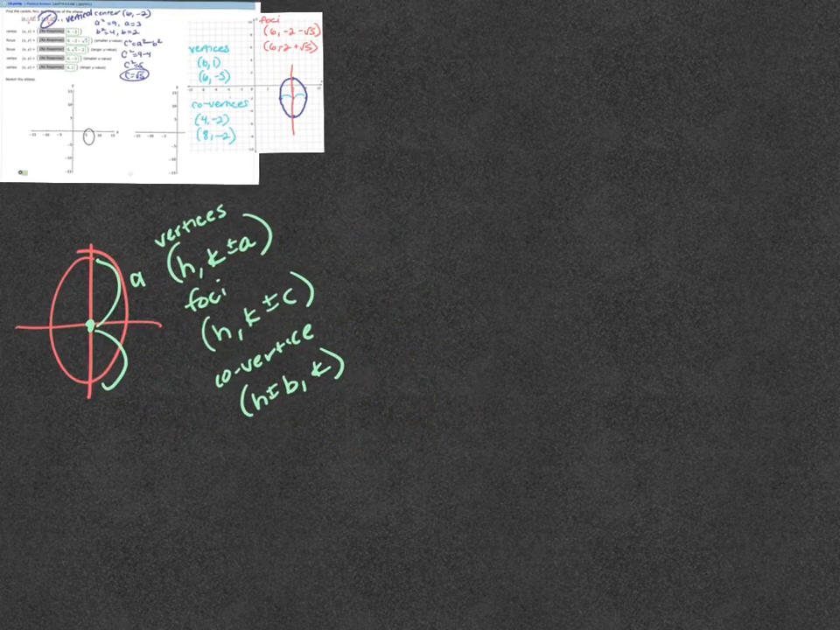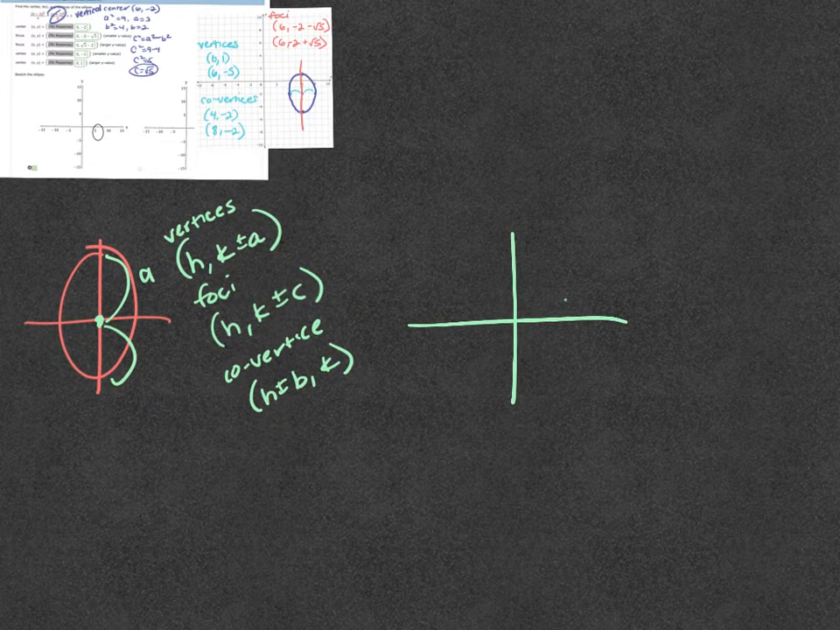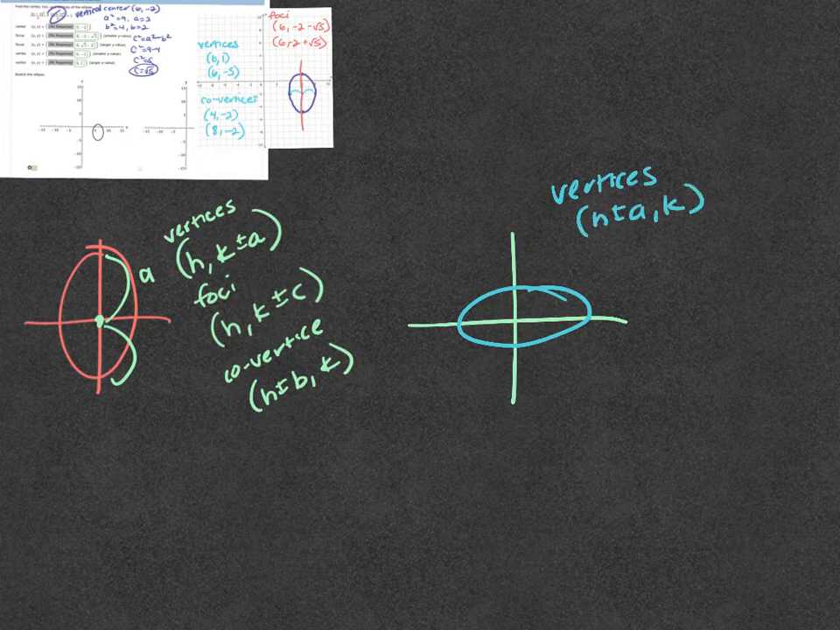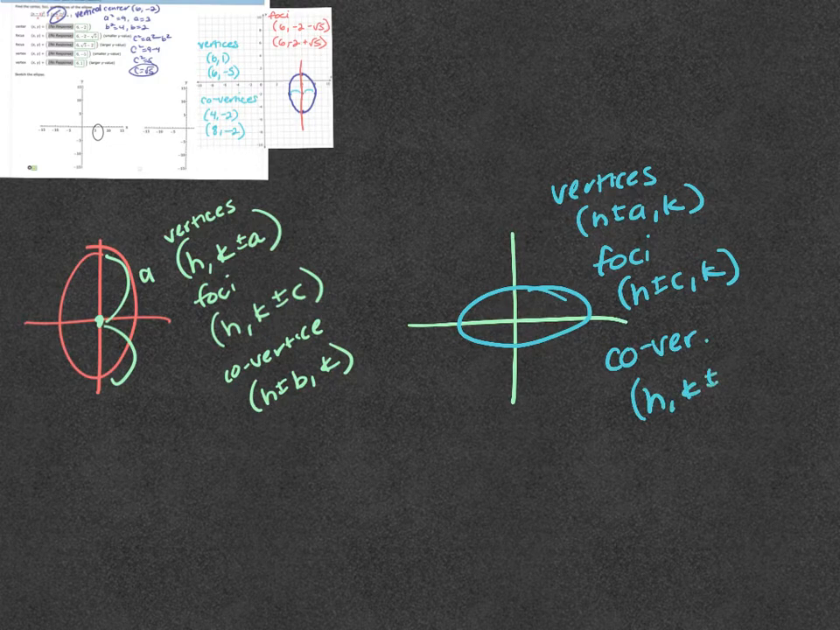And then all that changes if it's a horizontal ellipse. If it's horizontal, my vertices are on the X. So the vertices, I change the X: H plus and minus A. The foci, I change the X. And the co-vertices is the minor, I change the Y. So whichever is the major axis is what you add the A and the C to get the vertices and the foci. Whatever is the minor axis is what you add the B to get the co-vertices.